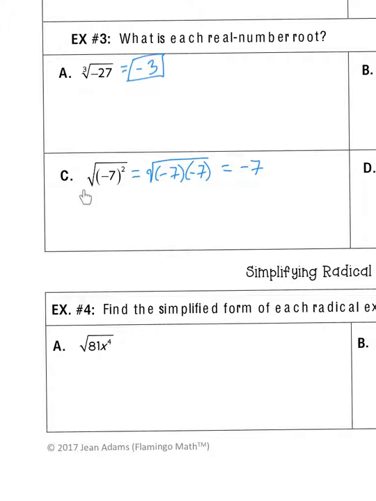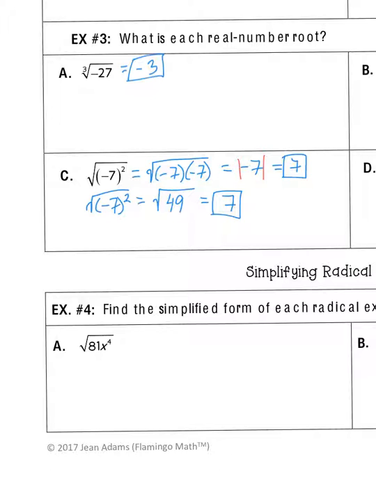Technically, it's asking for a principal square root, right? So we have to take the square root of that, or the absolute value of that, which is 7. Or you could view it this way. The square root of negative 7 squared, well, negative 7 times negative 7 is 49, and the square root of 49 is 7. However you look at it, the answer is 7.